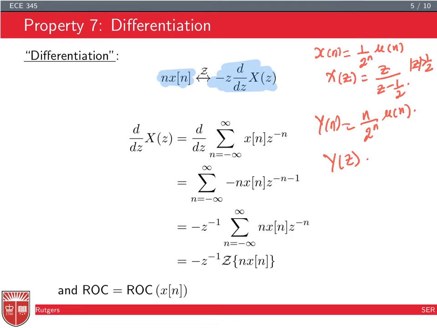And you can see here that if you apply the differentiation property, then you know that y of z is going to be equal to minus z times the derivative with respect to z of z divided by z minus 1/2. And then you can do the calculation here, and the ROC will remain the same. Okay, so this is a formula that can be very useful if you can spot that the signal that you're trying to find is n times something you already know.